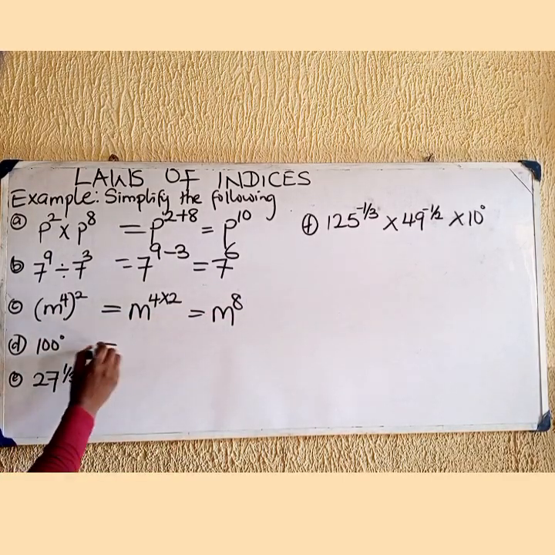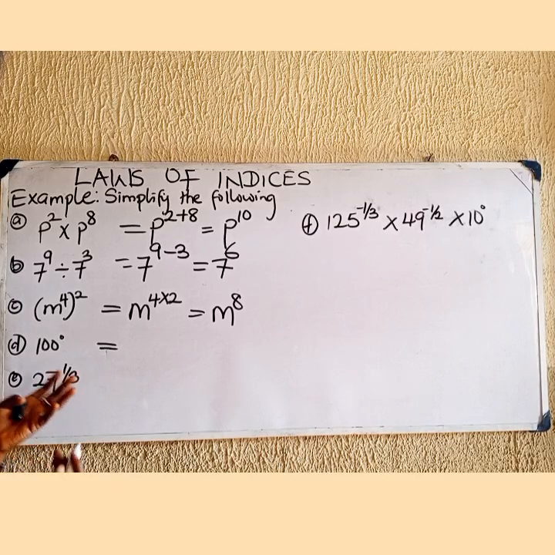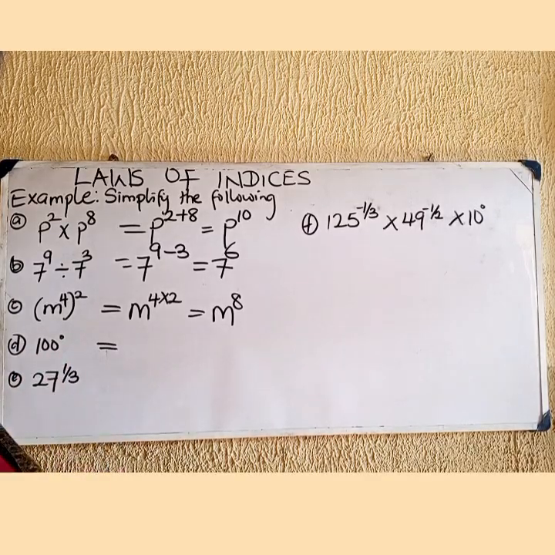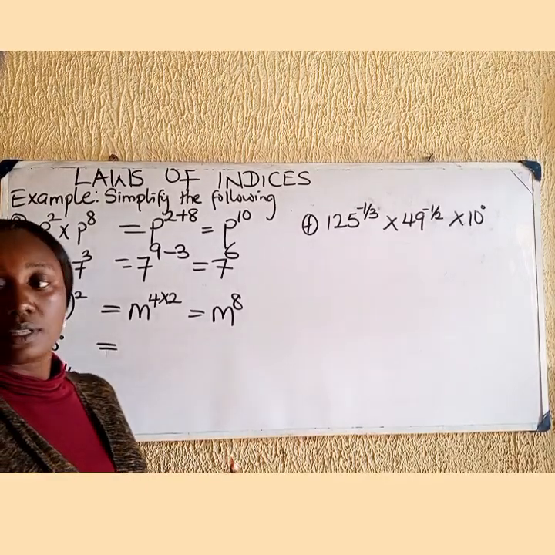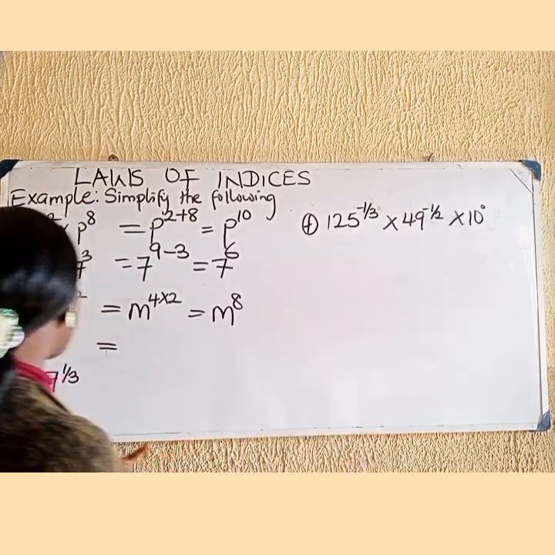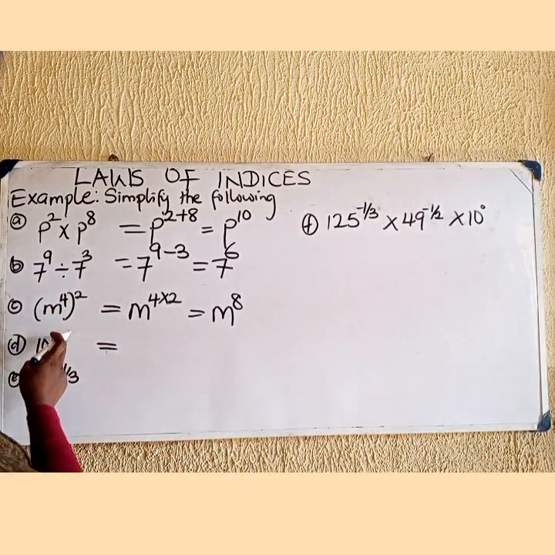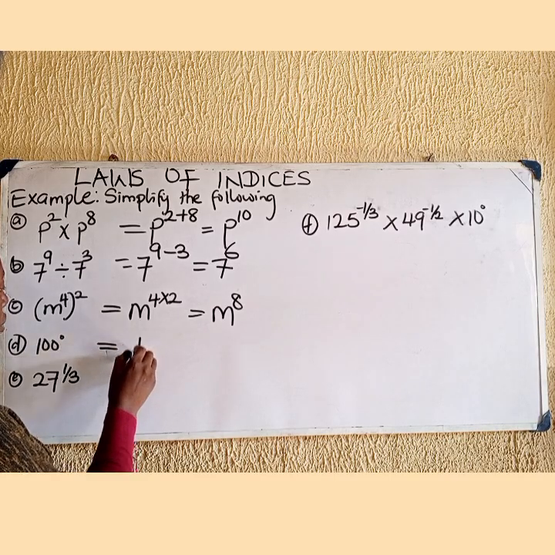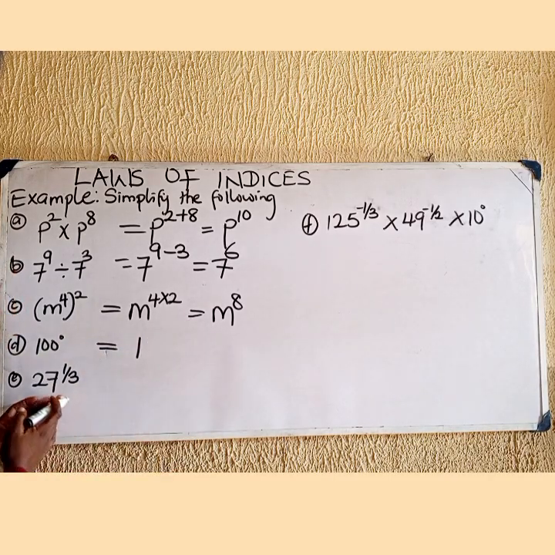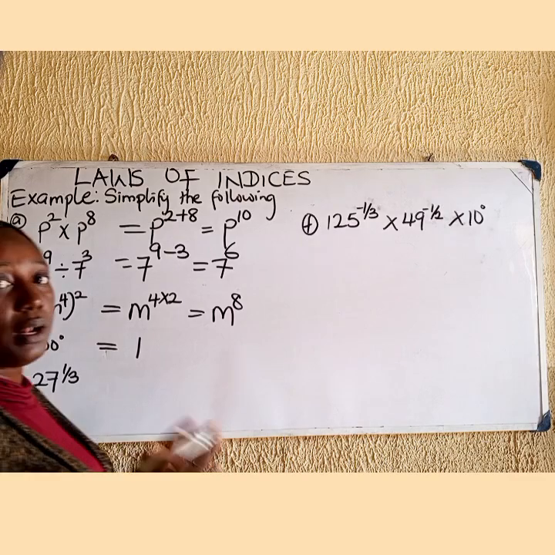Now for D, the zero power law says that any number raised to power 0 is equal to 1. So 100 raised to power 0 will give me 1.